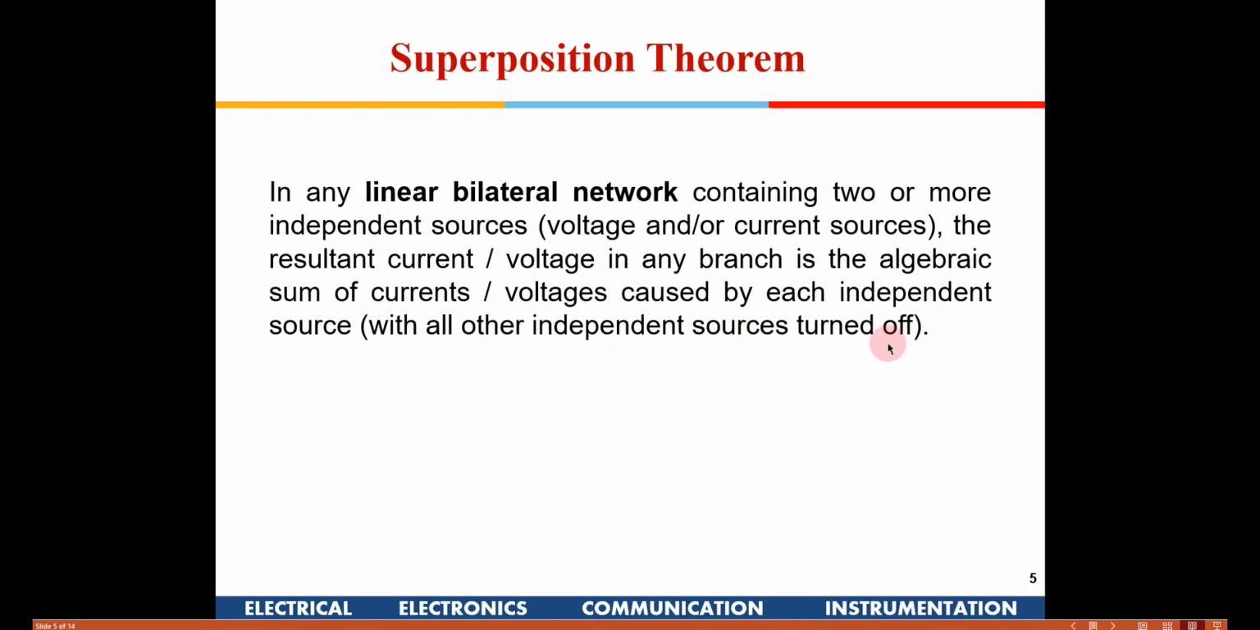Right. So we can switch off the other independent sources and switch on only one source at any given time, compute the current, and then do an algebraic sum. Suppose in a circuit you have three sources, then you can switch off two of them, take only one of them, find out the current in a particular mesh or a particular element, and then do it for the second source, and then for the third source, and then algebraically add it up. That is what the superposition theorem states.